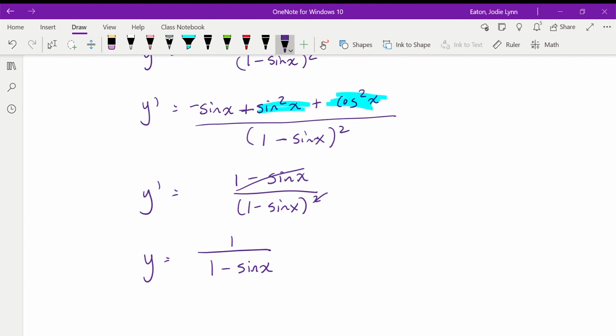And we can see in this case the derivative actually doesn't exist in the same place as the function doesn't exist because we have the same denominator here.